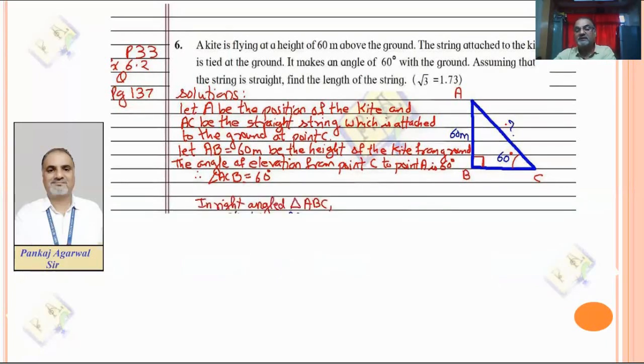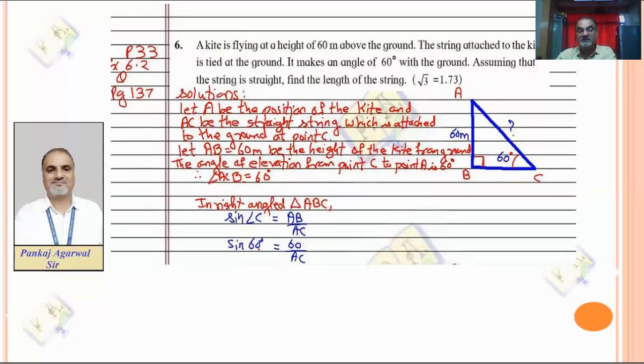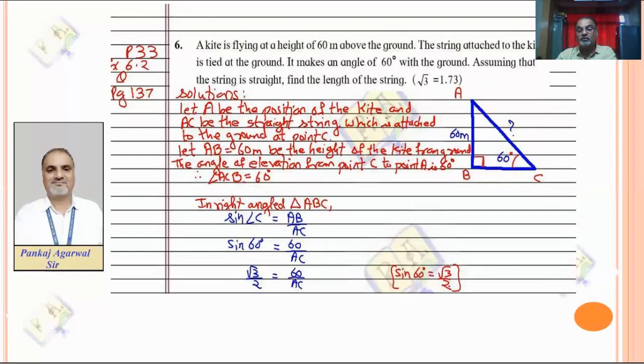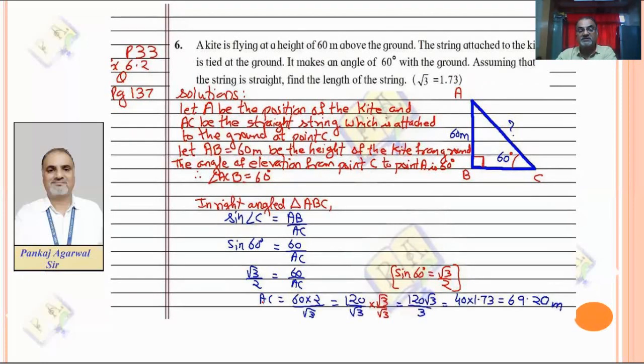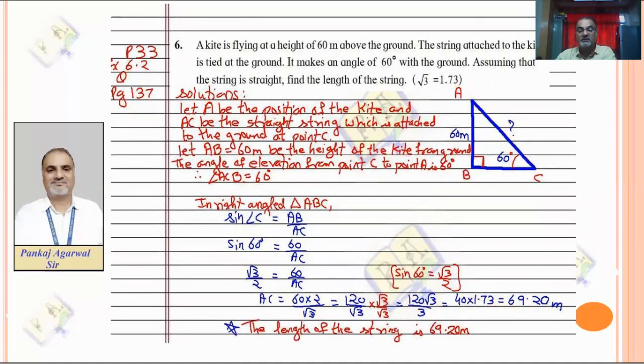So in right angle triangle ABC, when opposite side and hypotenuse, sine angle C will be used. So sine angle C is AB upon AC, angle C is 60 degree. What is sine 60 degree? Root 3 upon 2. So cross multiplication, we got AC is equal to 60 into 2 whole upon root 3. Now when the root 3 is in denominator, the calculation will be difficult. So multiply and divide by the rationalizing factor, that is square root of 3. So we got after calculation 40 root 3. This time root 3 value is given 1.73. After multiplication with 40, we got 69.20 meter. Therefore, the length of the string is 69.20 meter.